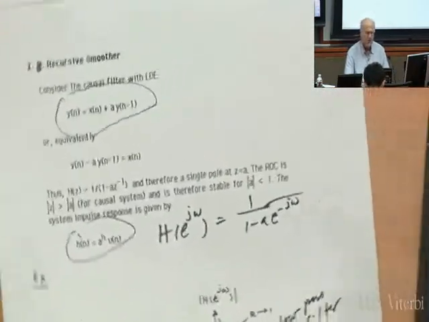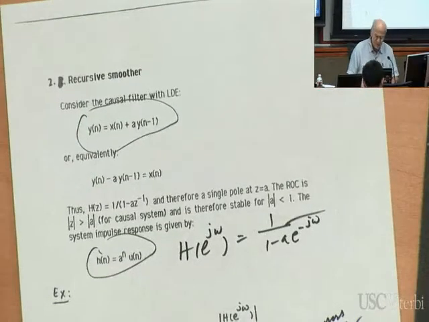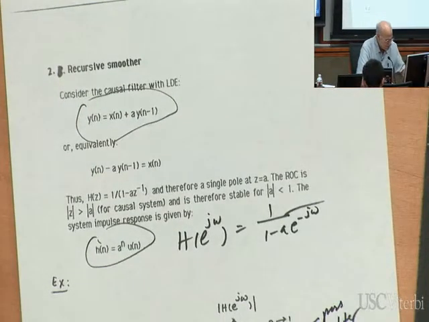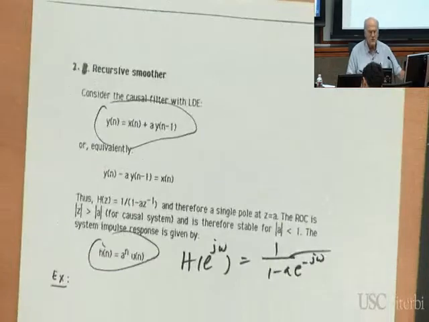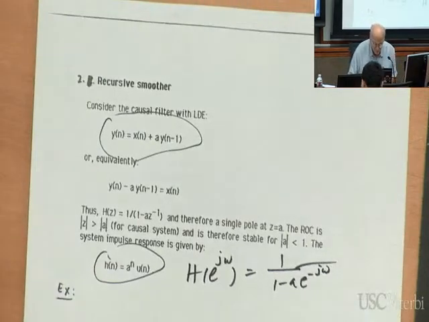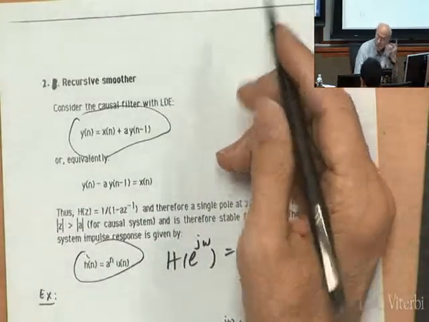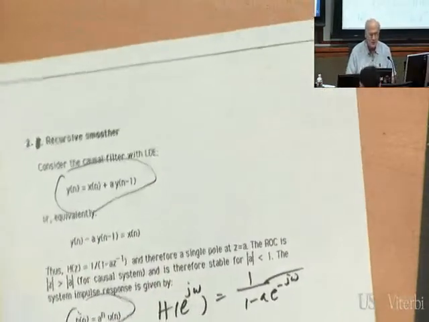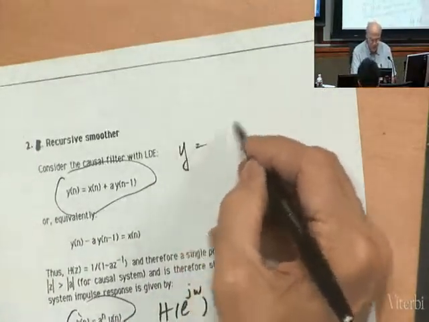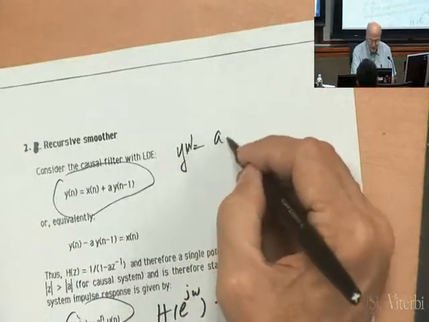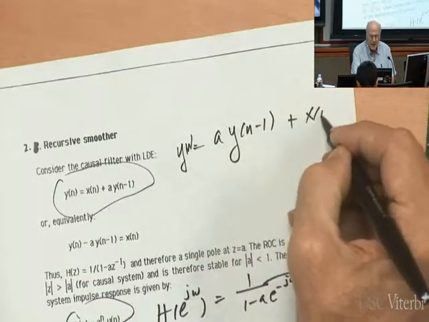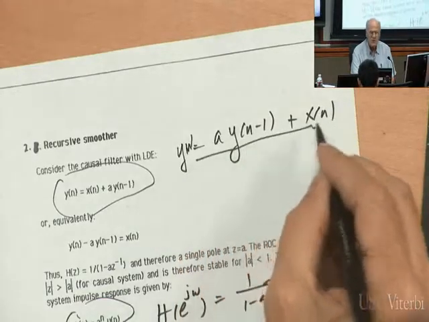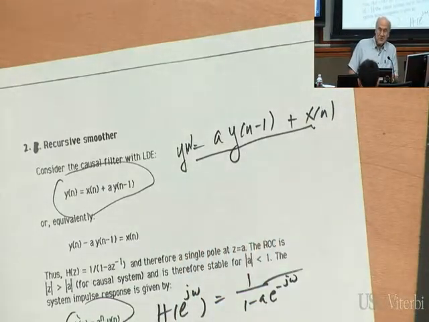We kind of ended on the recursive smoother. Yes. The recursive smoother is a very simple filter, and it is in the form I was just showing you as an example using the filter function, namely y of n equals a times y of n minus 1 plus x of n. That's the recursive smoother. You can analyze that with the filter function.